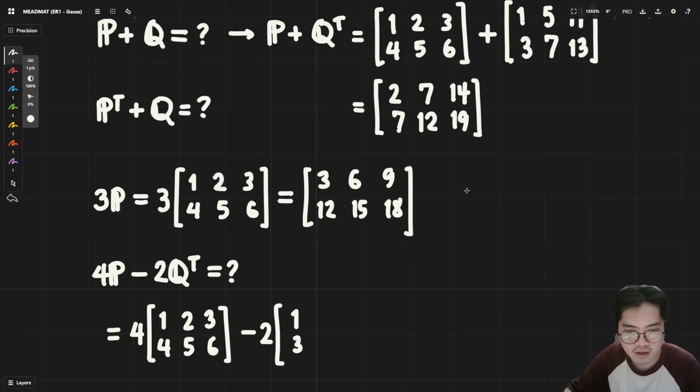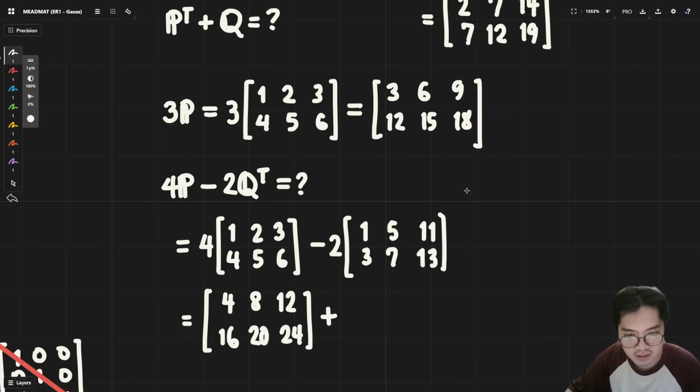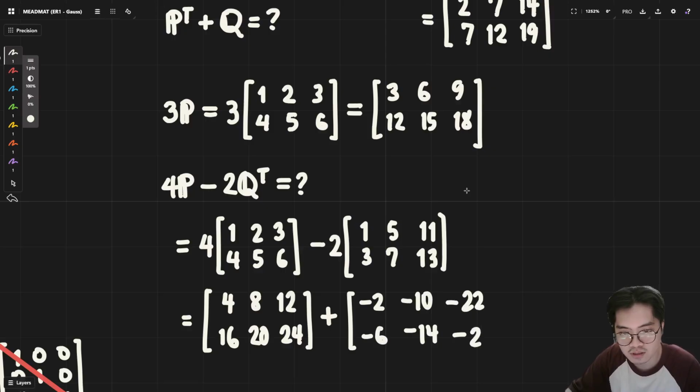1, 3, 5, 7, 11, and 13. Let's just expand. We will get 4, 8, 12, 16, 20, 24. Right? And then plus, right? We will multiply -2 everywhere. -2, -6, -10, -14, -22, and -26.